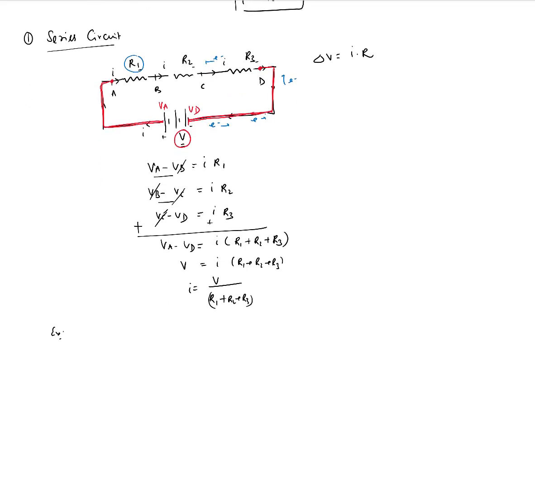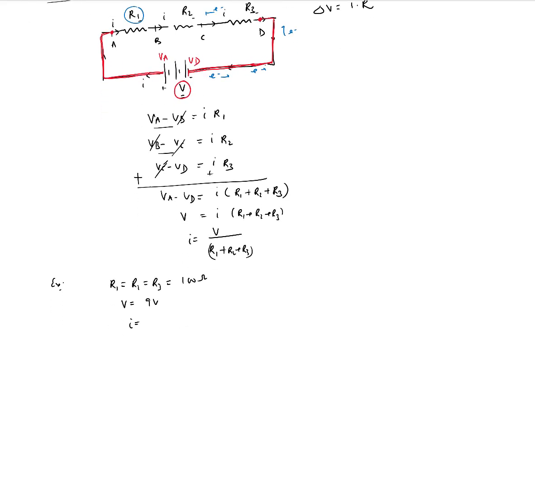So let's do an example. Let's say the value of each of those three resistors is 100 ohms, and the voltage across the battery is given as 9 volts. Then the current flowing through the circuit is equal to V over (R1 plus R2 plus R3), and that's 9 divided by 300 ohms. So that would be 3 divided by 100, which is 0.03 amps, equal to 30 milliamps. So that's the current flowing through the circuit.